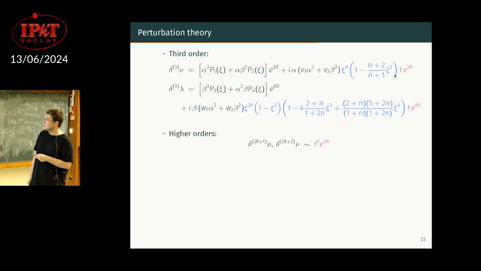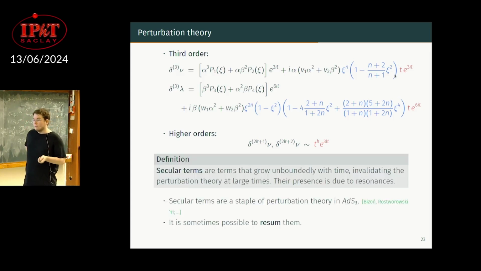So it grows even quicker, and the perturbation theory is invalid even quicker. Because when we do a perturbation theory, the general rule to understand the validity of the theory is that at each order, each term is smaller than the previous one. And here it's not the case when t is large. These kinds of terms, we call them secular terms. They are terms that grow unboundedly with time, and that invalidate the perturbation theory at large times.